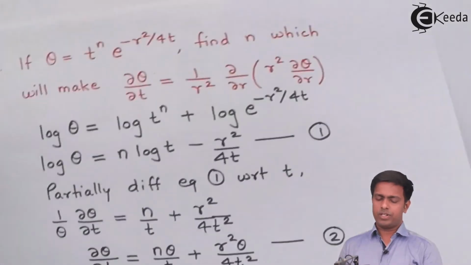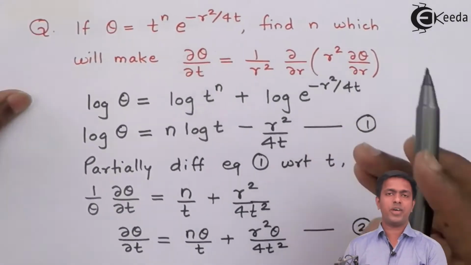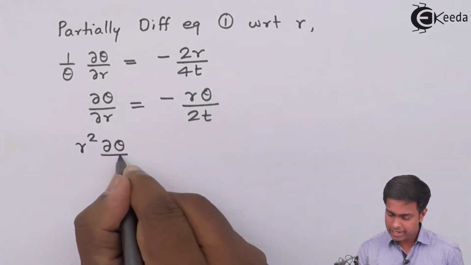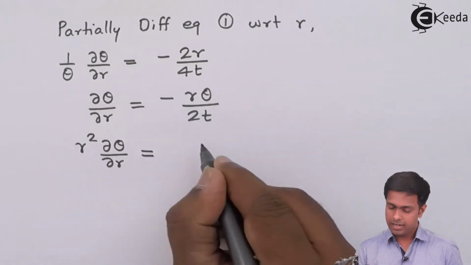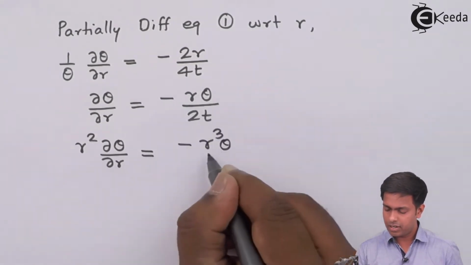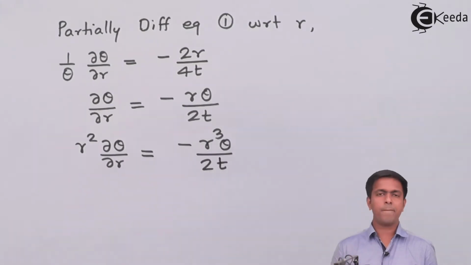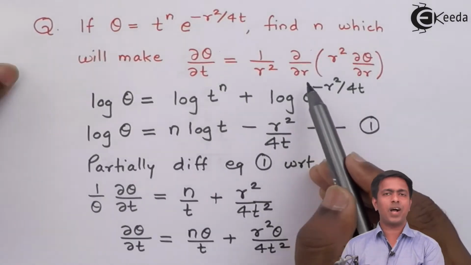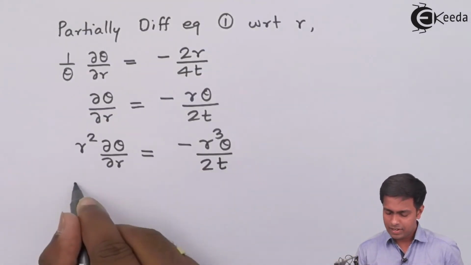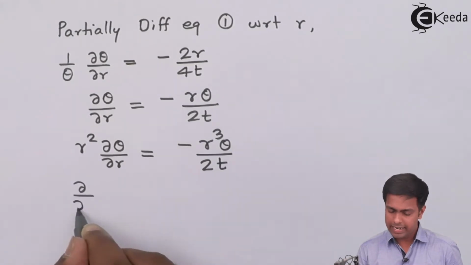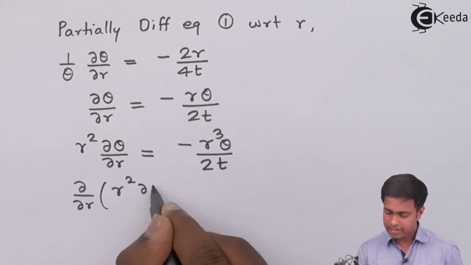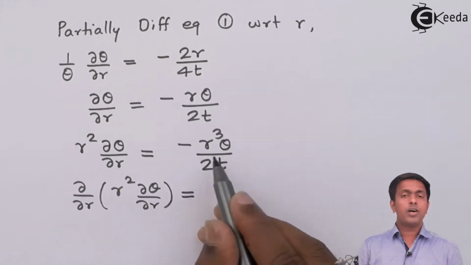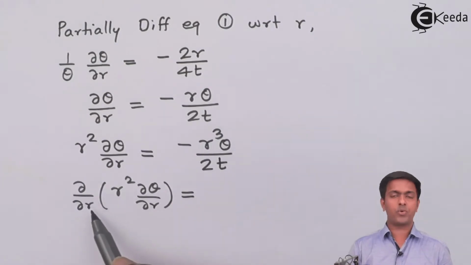Now to this value we are going to multiply r square. So we'll get r square into del theta by del r, that is negative r cube theta upon 2t. Now we are going to partially differentiate this value with respect to r. So here I'll say del by del r of r square del theta by del r equals, now here I'll differentiate this function with respect to r partially.